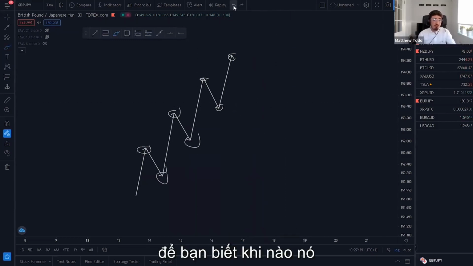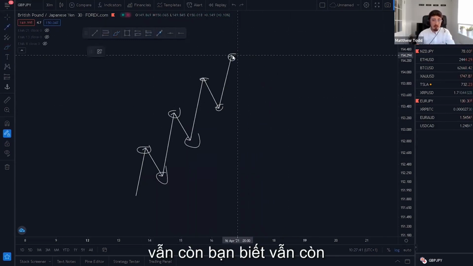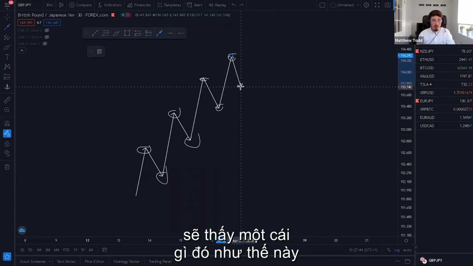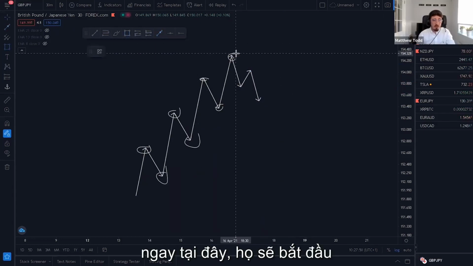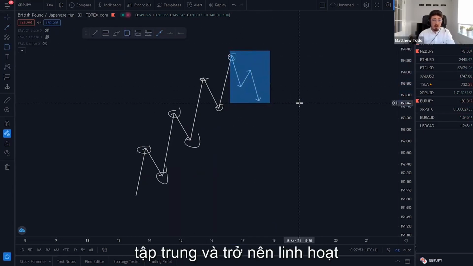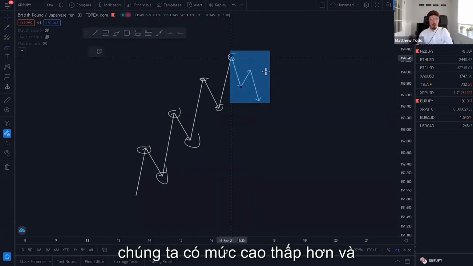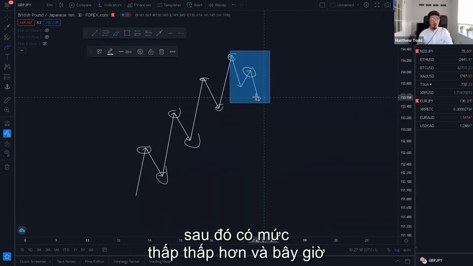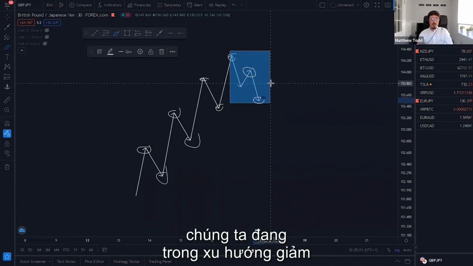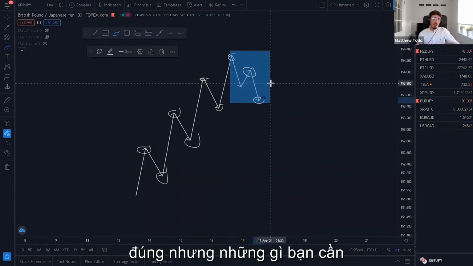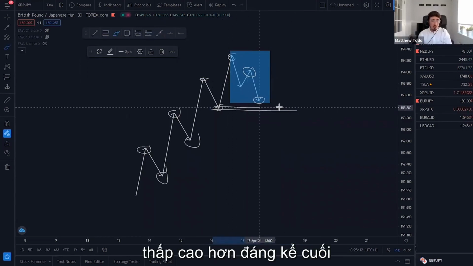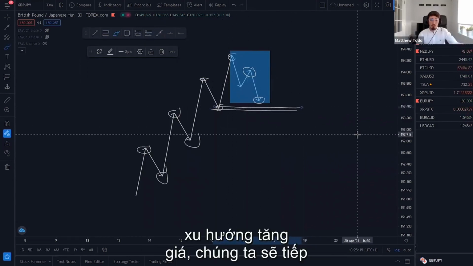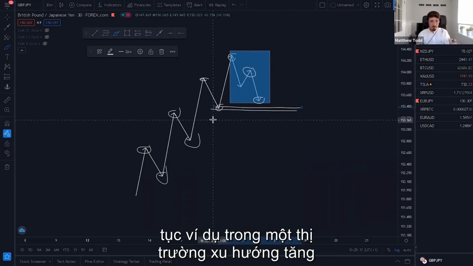Let me show a little example of when it would still remain significant, because a lot of people will see something like this and look at this section right here. They'll start fixating on this and say, okay, we have a lower high and then a lower low, and now you're looking at this little section saying we're in a downtrend. But what you need to remember is that while we still trade above the last significant higher low, we're going to remain bullish. We're going to remain in an uptrending market.